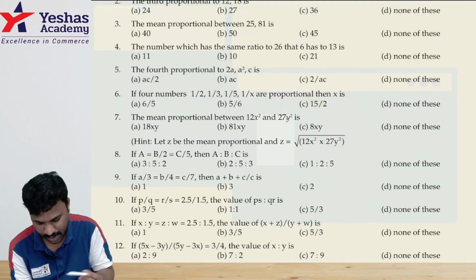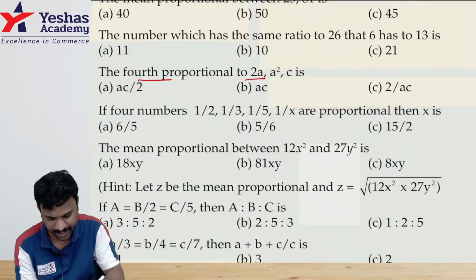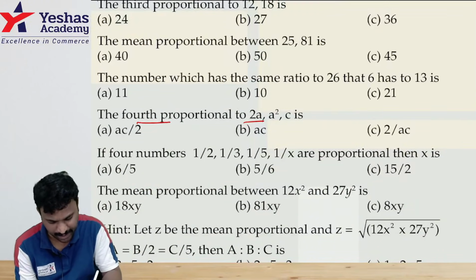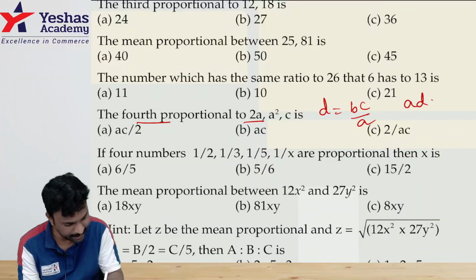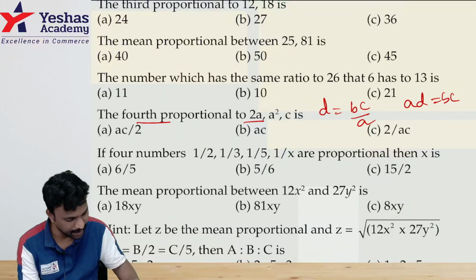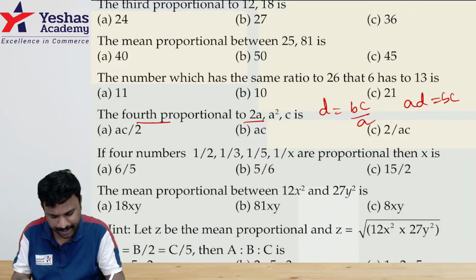Moving on to the next question. The fourth proportional to 2a, a square and c. Guys, what is fourth proportional? It is D. What is D? Just now I wrote it is b into c divided by a. How come? Because AD is equal to BC, isn't it? AD is equal to BC. So D is equal to BC by A.